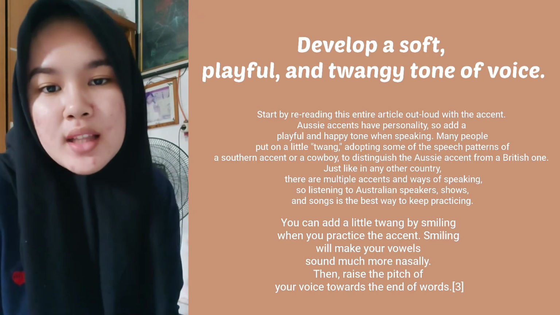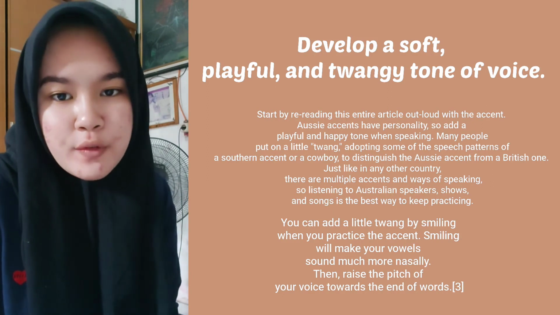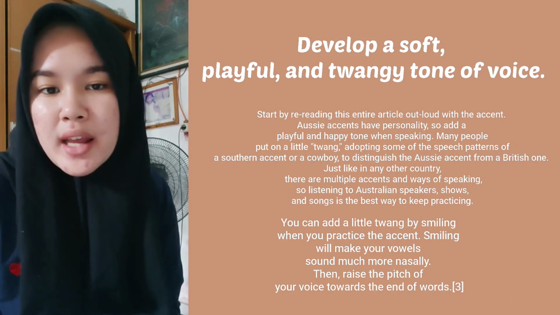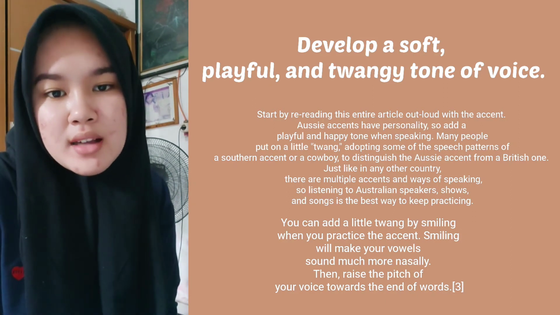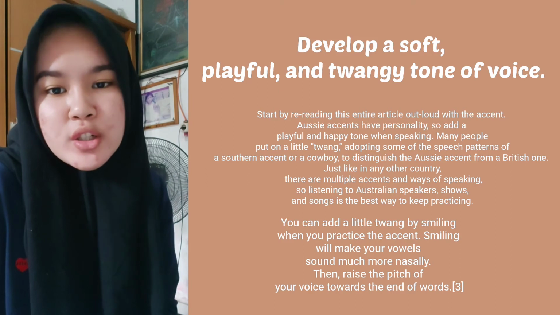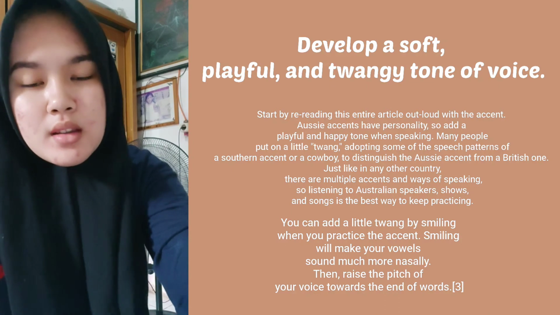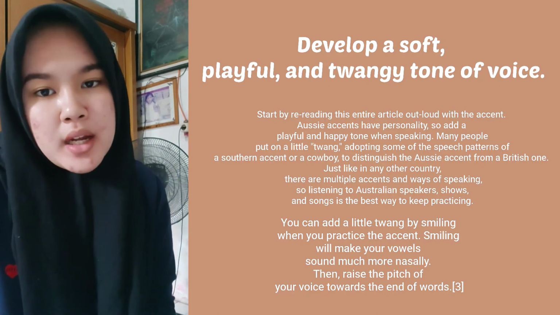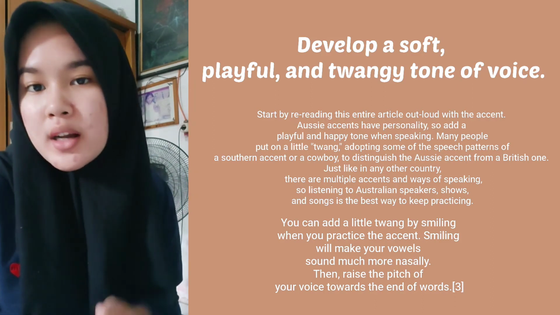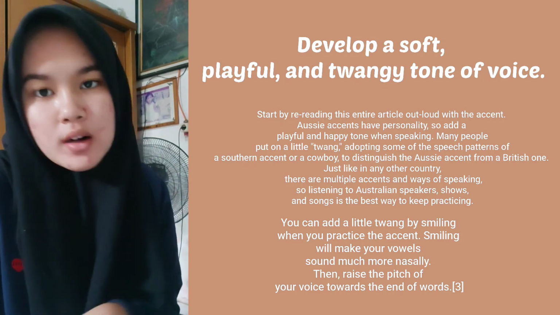Many people put on a little twang, adopting some of the speech patterns of a Southern accent or a cowboy to distinguish the Aussie accent from a British one. Just like in any other country, there are multiple accents and ways of speaking. So, listening to Australian speakers on shows and in song is the best way to keep practicing. You can add a little twang by smiling. When you practice the accent, smiling will make your vowel sounds much more nasally. Then raise the pitch of your voice toward the end of a word.